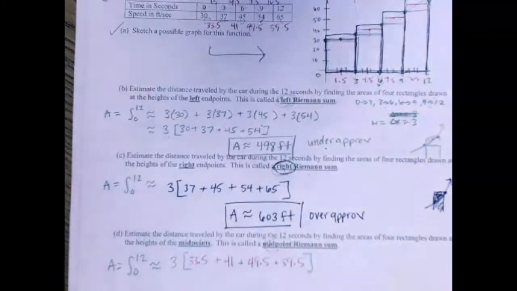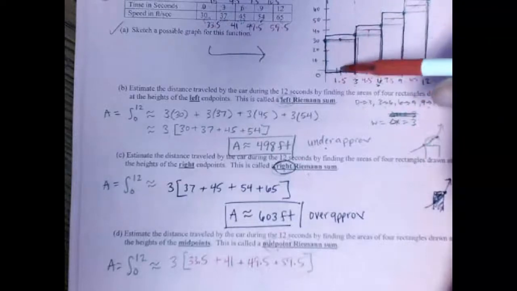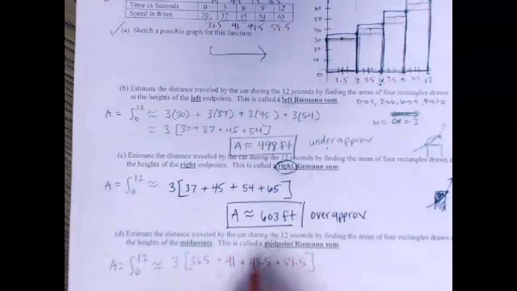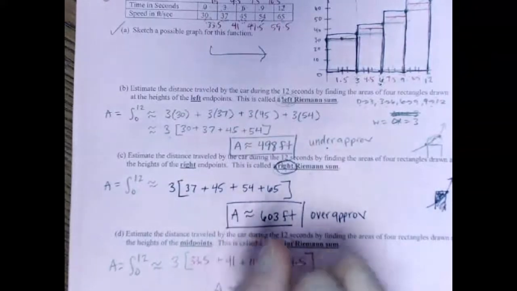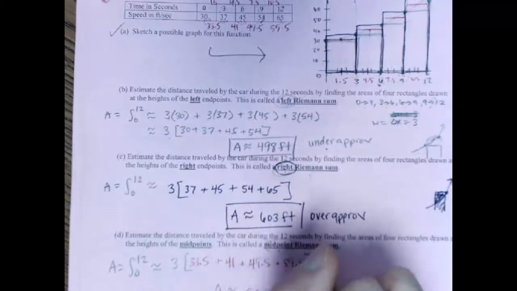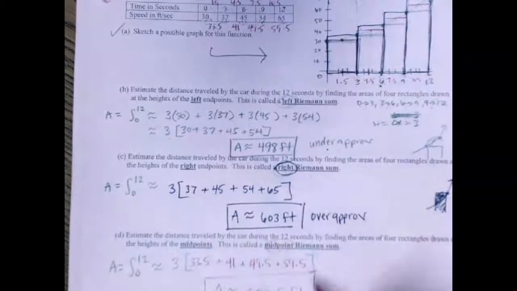I needed the midpoint at 1.5. I needed that y value. Since I didn't have the function, I couldn't plug it in. Since that number wasn't in my table, I had to estimate what it was, and we estimated by averaging the right and the left. All right, now if you were to do all this, add the heights, multiply by 3, we're going to figure out that the area is going to be about 550.5 feet.